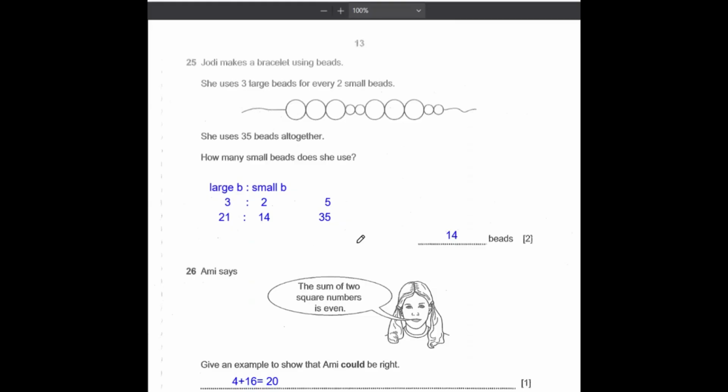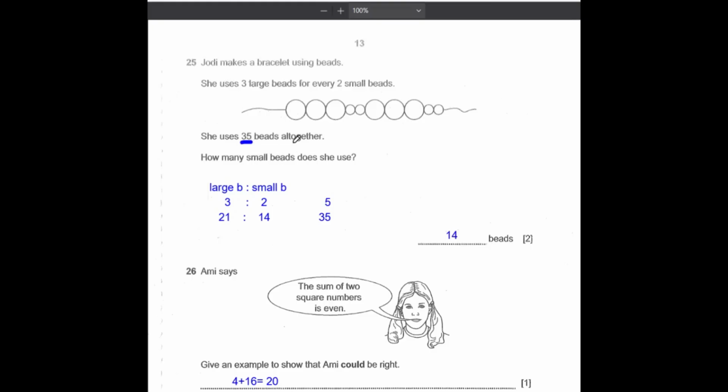Here they say question number 25. Judy makes a bracelet using beads. She used 3 large beads for every 2 small beads. She uses 35 beads altogether. How many small beads does she use? Every time the question is about ratio, when I see for every, step number 1, I want you to write the ratio. They say large beads to small beads. 3 large beads for every 2 small beads, so 3 to 2. Then there will be a third number given, this 35.